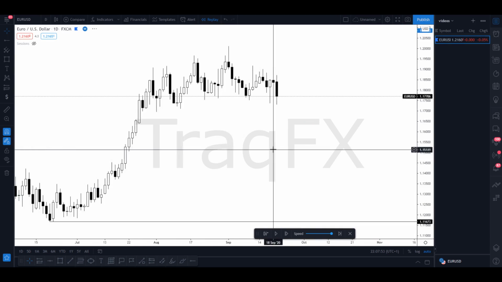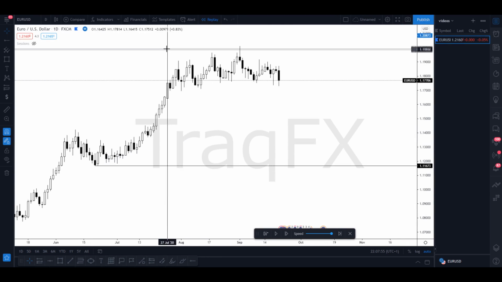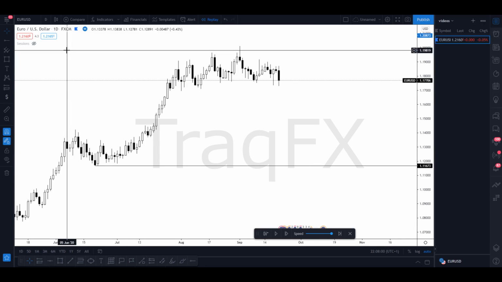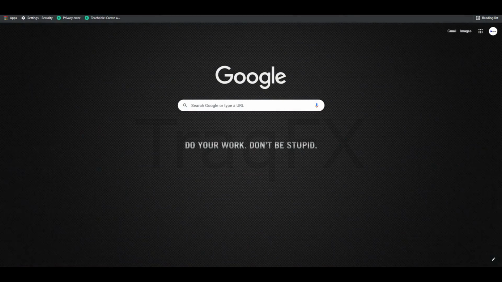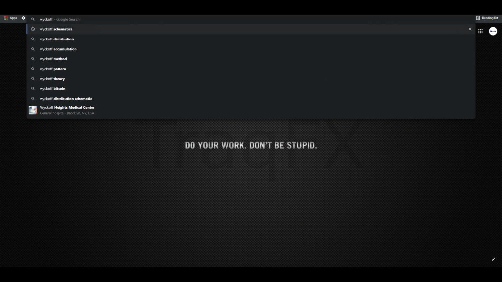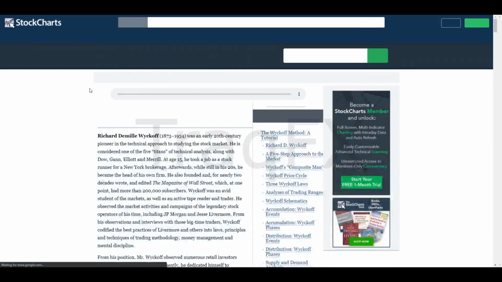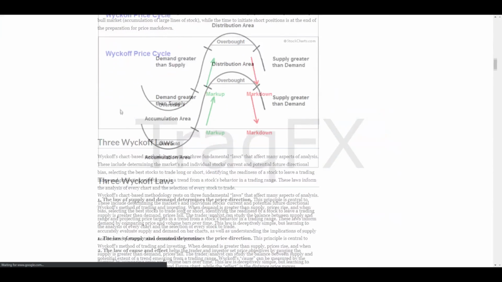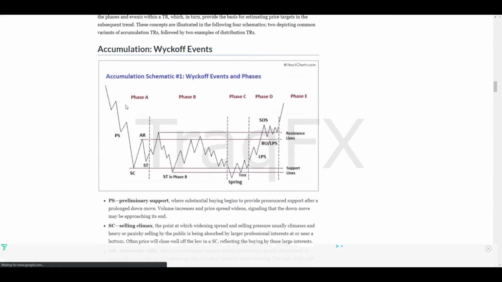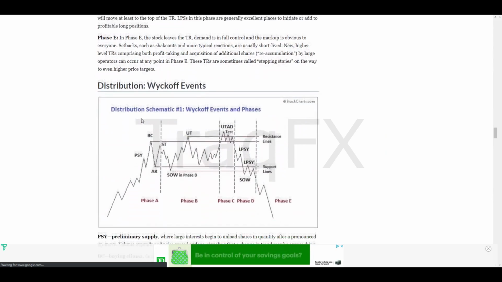Now going down to the daily time frame, we can see that price is in a range. Price is in a range, and this could mean two things. We could be seeing a possible distribution schematic. Let's type in Wyckoff schematics right here, and let's take this one together. So that's accumulation, sorry. Let's go to distribution. Boom.